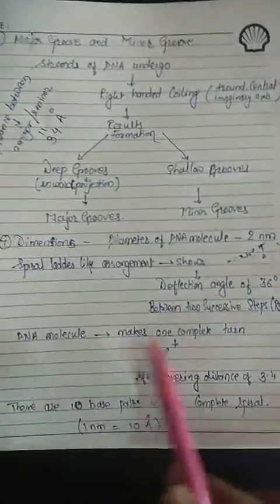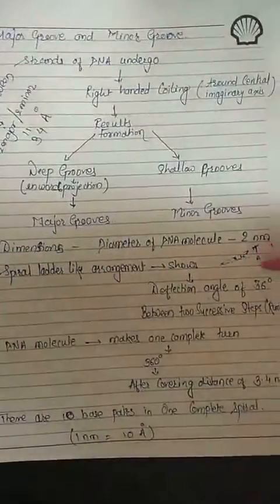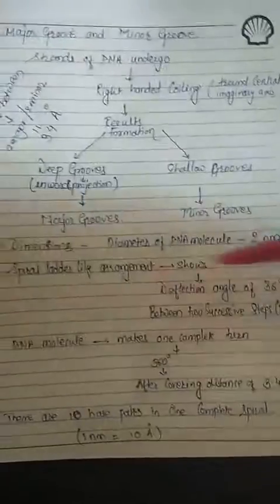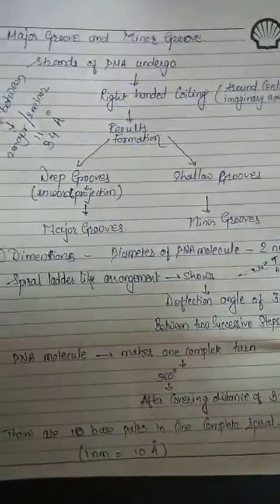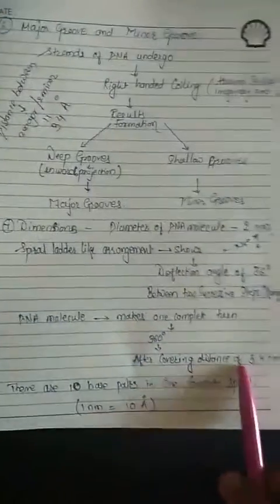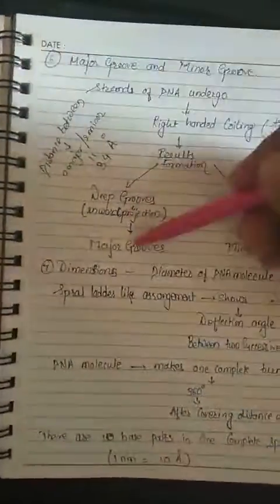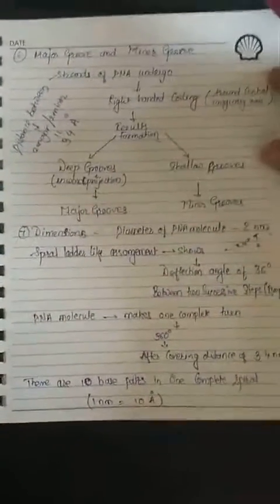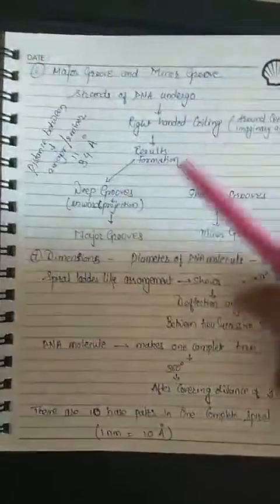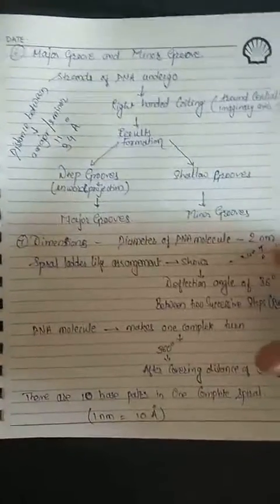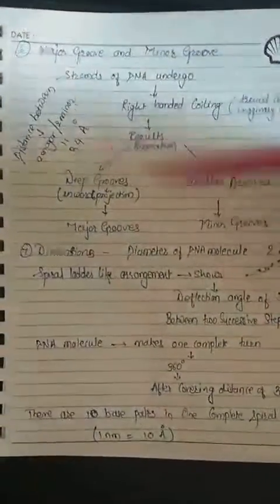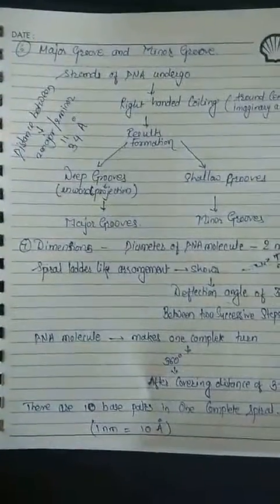The DNA molecule makes one complete turn. That means if the angle between two rungs is 36 degrees, it takes 10 rungs to complete one turn, that is 360 degrees. After covering a distance of 3.4, that is one major groove and two minor grooves, and two major grooves complete one turn. So there are 10 base pairs in each spiral, in each circle of 360 degrees, and the distance of each circle, or the distance between two major and two minor grooves, is nothing but 34 Angstrom units.